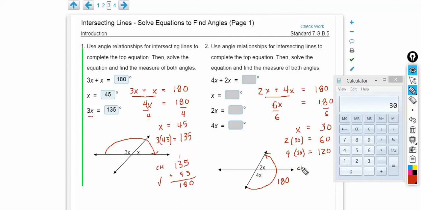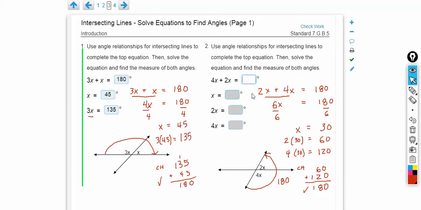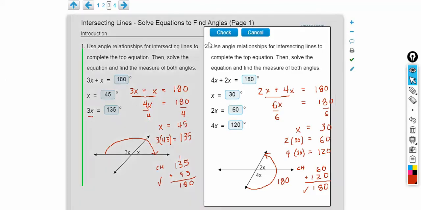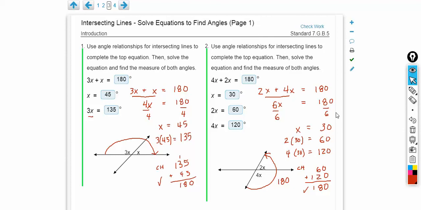Okay, we can check it because the 2x plus the 4x should equal 180. So the 2x is 60, the 4x is 120, and when we add those together we get 180. So that checks out. So 2x plus 4x is 180, x equals 30, 2x was 60, and 4x was 120. Check it out. Looks good.